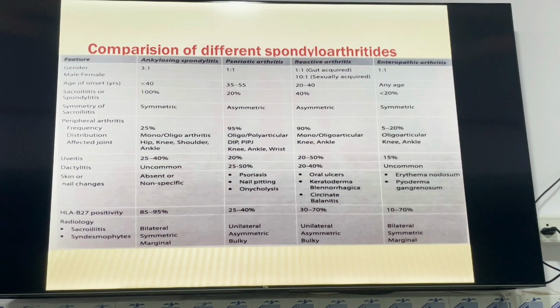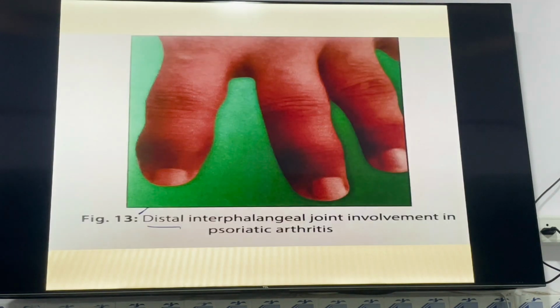Dactylitis, 20 to 40, 50%. Skin changes, your psoriasis, nail pitting, and onycholysis. HLA-B27 may be positive in 25 to 40% of the cases. Radiology: sacroiliitis is unilateral. Syndesmophytes, asymmetrical. So these are the different features in psoriatic arthritis. These features differ in ankylosing spondylitis, reactive arthritis and enteropathic arthritis.